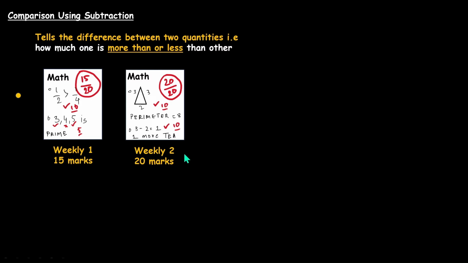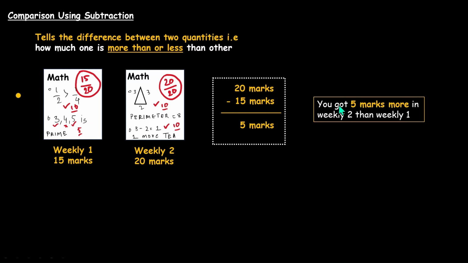Now to see what progress I've gained in the week, I can just do 20 minus 15 to get the difference, that is, how much I've improved. So we have 20 marks minus 15 marks, giving us 5 marks. So this means that I got 5 marks more in weekly 2 than weekly 1. So you can see this is a sort of comparison. I'm comparing my current marks with my previous marks, by the use of subtraction, by telling that there's a difference. Let's take another example.